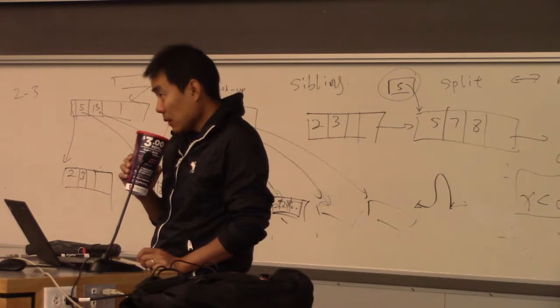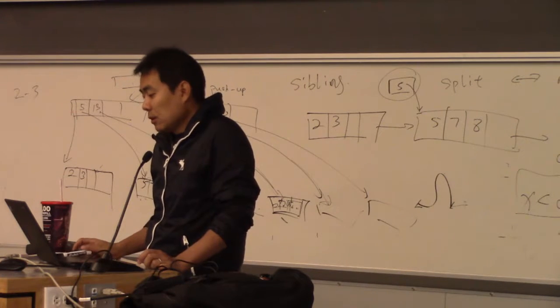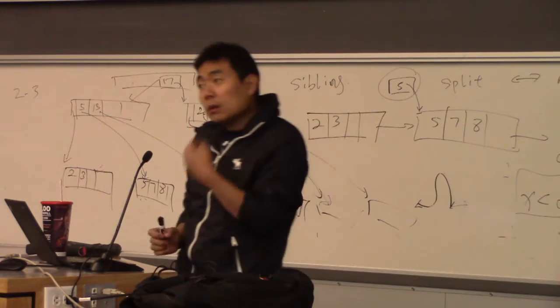And then if we wanted to delete one more from there, would we redistribute from 2 siblings over and kind of make a chain, or do you just redo the whole tree?